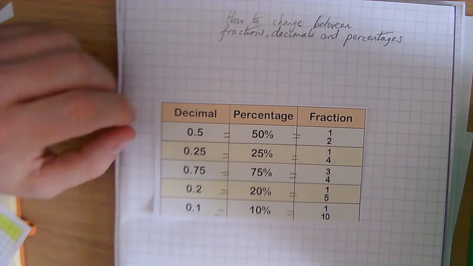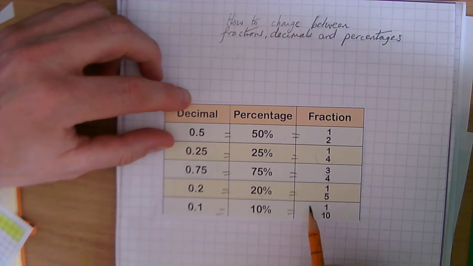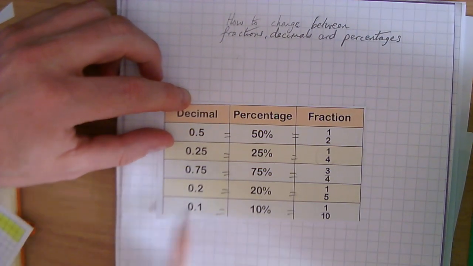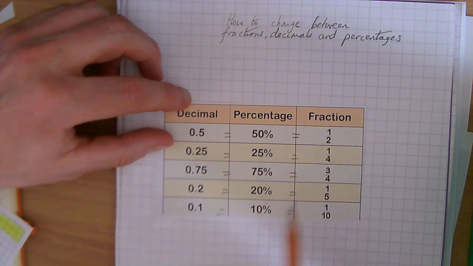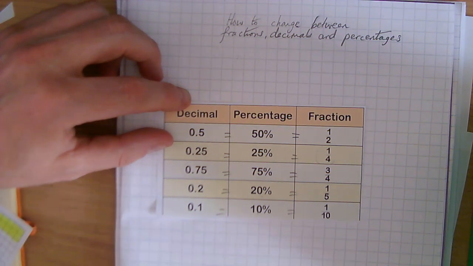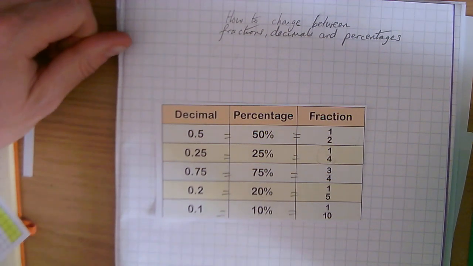Same sort of system. If you had 1/5, 2/5 would be 40%, and 0.4, and 3/5 would be 60%, 0.6, 4/5 would be 80%, 0.8, 5/5 is 100%, 1 whole. So remember that 100% is 1 whole, and a whole is where the numerator and the denominator are the same. If you know these facts, it makes things a lot easier.